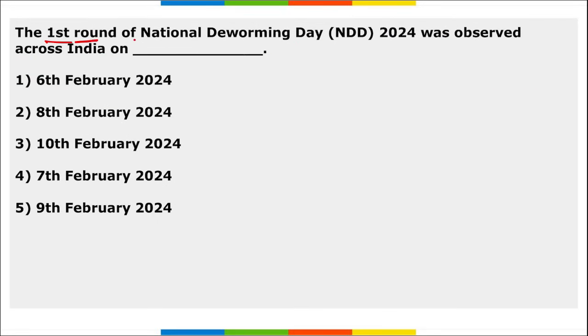Next, the first round of National Deworming Day 2024 was observed across India on 10th of Feb. And remember, this is conducted twice a year. That means 2 times this National Deworming Day is observed, and pills that will help to kill the worms in the stomach are provided to the students. The first round of National Deworming Day was observed on 10th of Feb. And the next will be decided by the government soon.